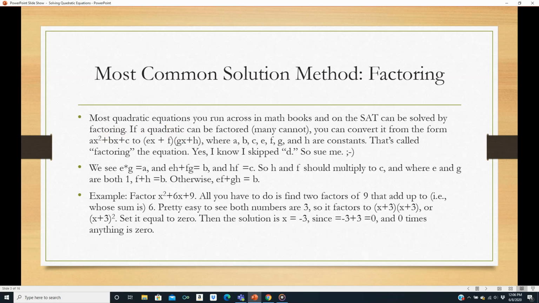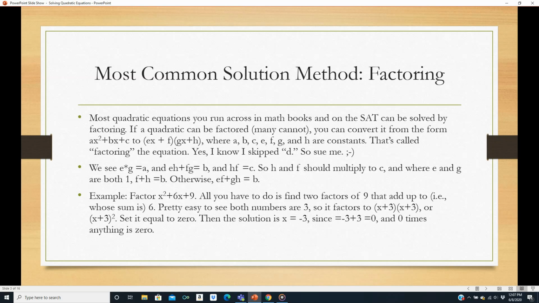We can also see that EH plus FG, so EH would come from the outer, EX times H, and FG, okay, so that has to be equal to b. Why? Because here we get EHx and FGx. And if this cursor looks like it's a little out of control, I'm sorry, but I'm having a little trouble seeing it right now, so I have to play around with it to get it where I want it to go sometimes. So anyway, we can see that EHx plus FGx is equal to bx, which means EH plus FG is equal to b.